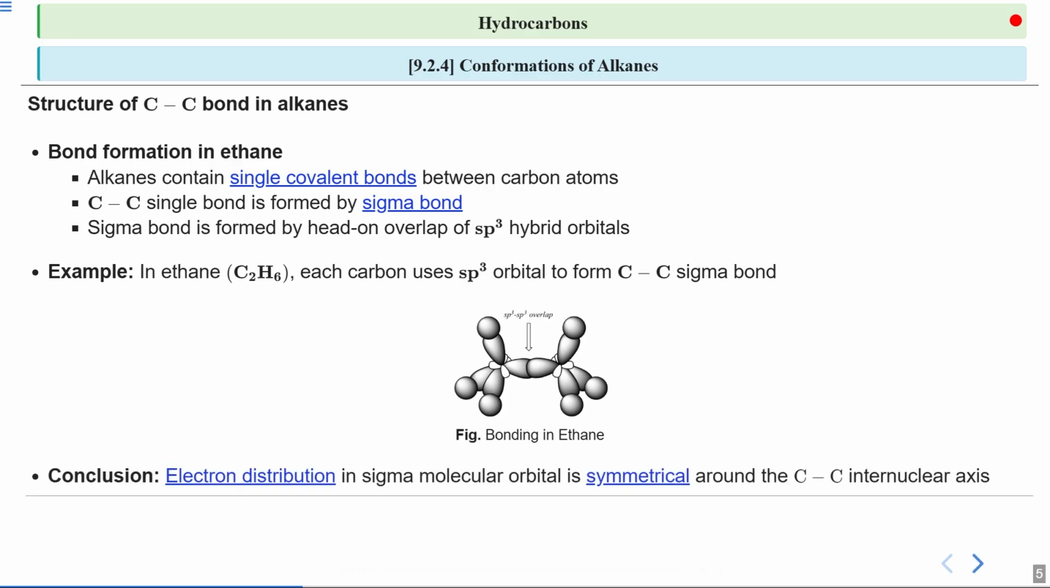Finally, we can conclude that electron distribution in the sigma molecular orbital is symmetrical around the carbon-carbon internuclear axis. So this symmetry contributes to the overall stability of the bond in alkanes. You can see here in the diagram as well that the sp3 hybrid orbitals are overlapping in a way so that they can create a symmetrical environment.